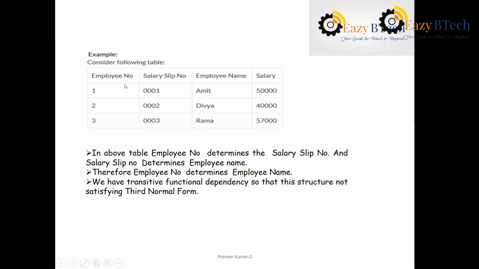In third normal form, each and every non-key attribute must be determined only by the key attribute. But here I want to know the salary of Amit. First of all we take the salary slip number. By using the salary slip number I identify the employee number. Based on the employee number I find Divya's salary. This is a transitive dependency.